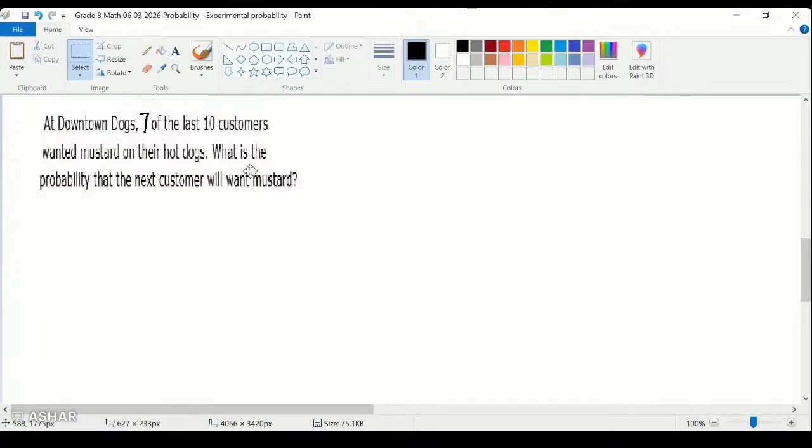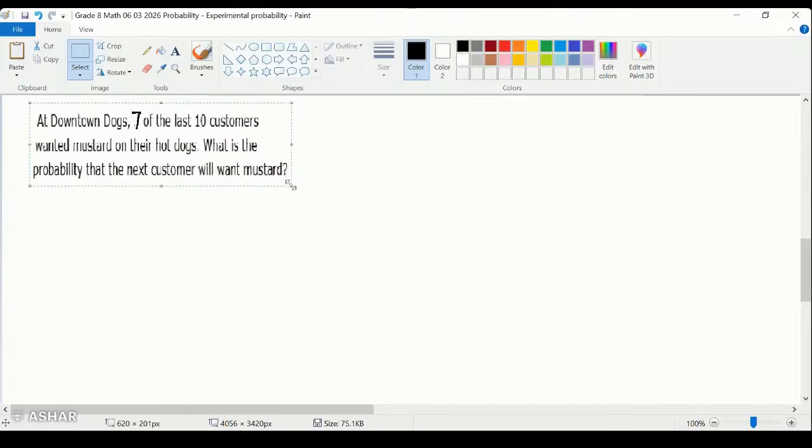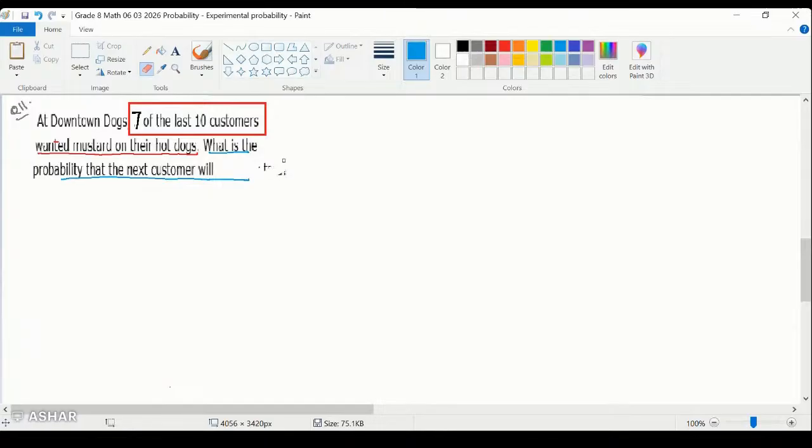So for this question, it says, question number 11. At a downtown dogs, 7 of the last 10 customers, that means 7 out of 10 customers, wanted mustard on their hot dogs. They prefer. What is the probability that the next customer will not want mustard? Okay, I'm just changing that.